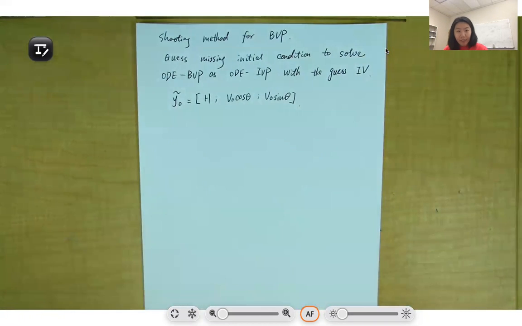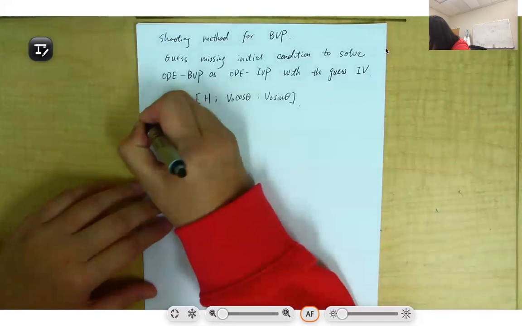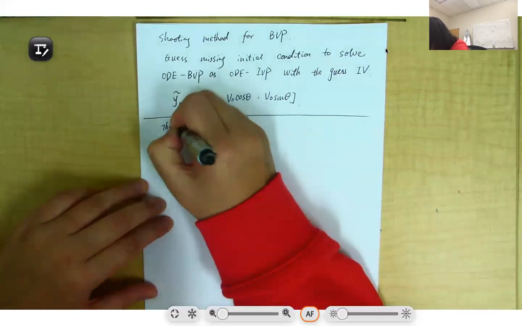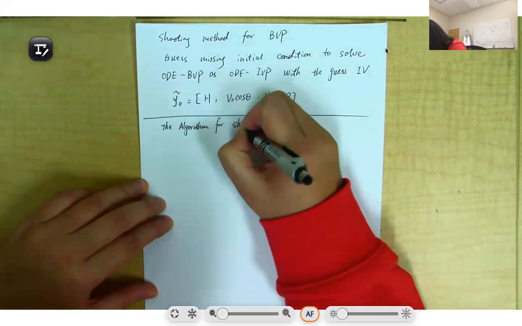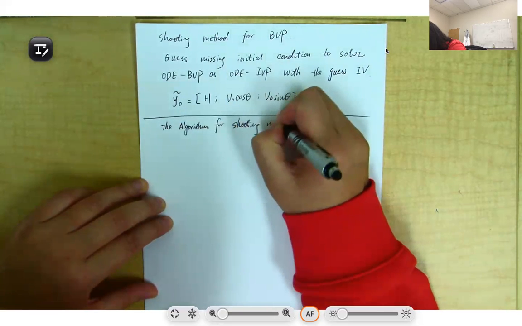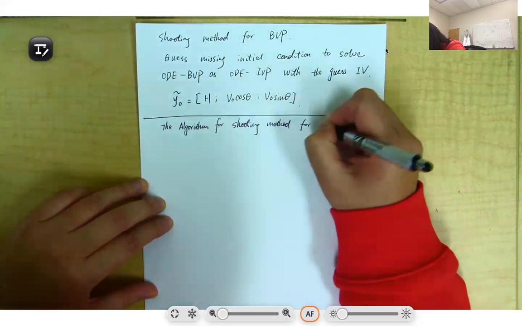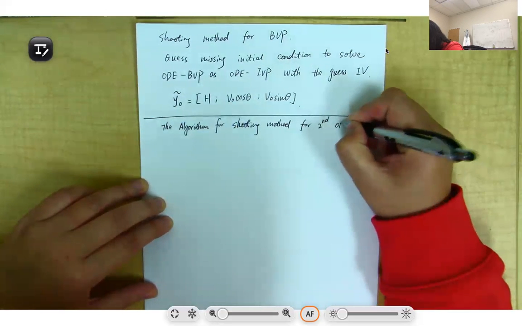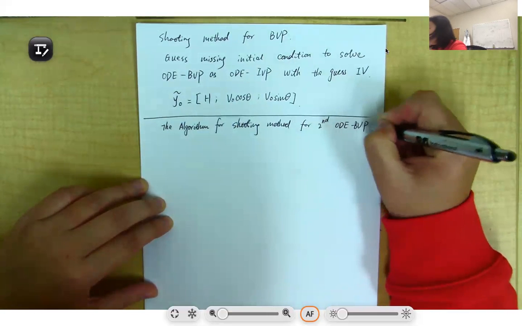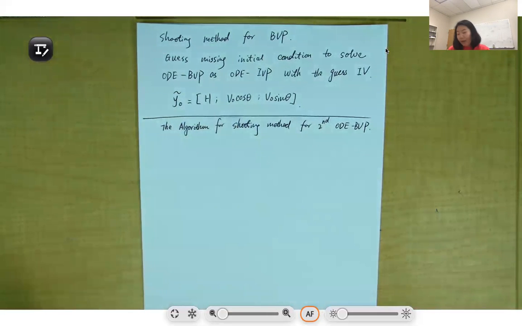So we are guessing the initial conditions. That leads to our second topic: what is the algorithm for the shooting method for the ODE BVP? Let's make a simple example, a second order ODE with a BVP problem. We will go step by step through the algorithm in programming, and how we can solve the BVP.